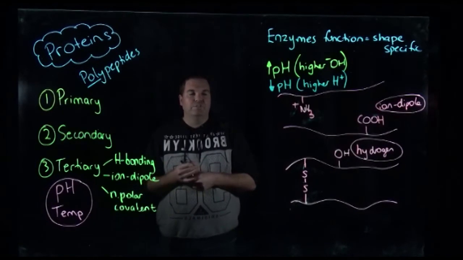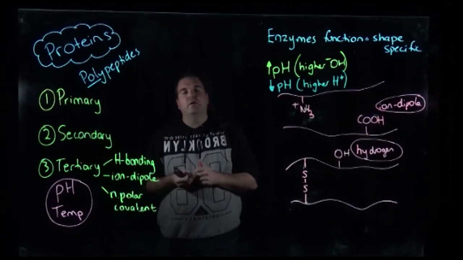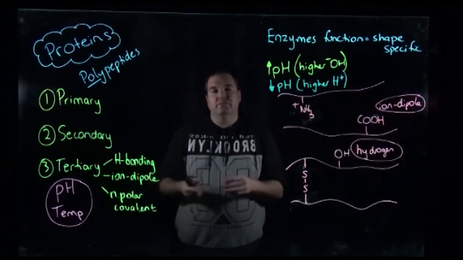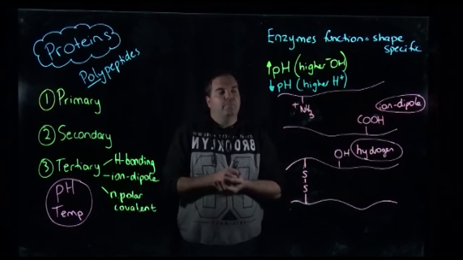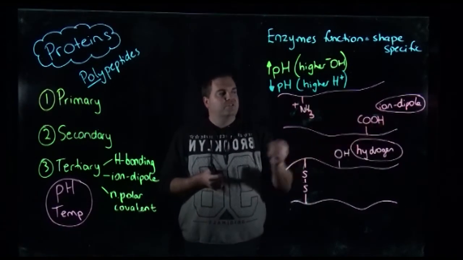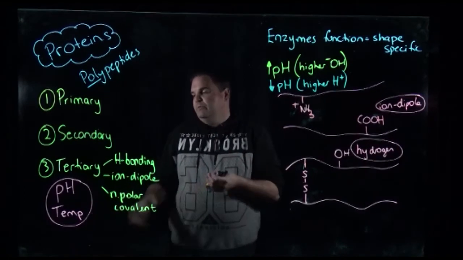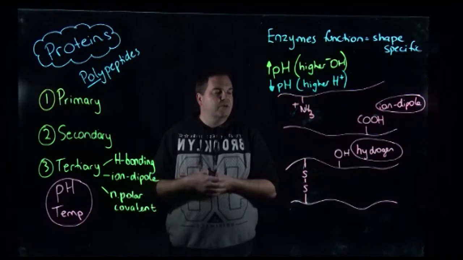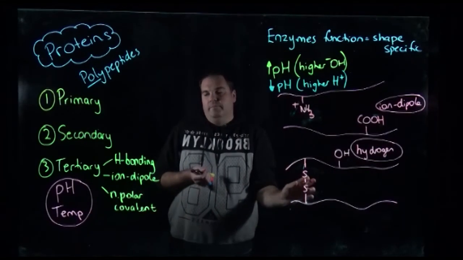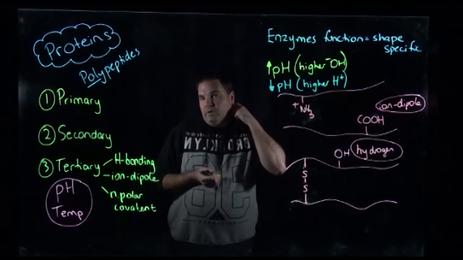So that's really, really important to understand about the effect that higher and lower pHs have upon the structure, in particular tertiary structure of our protein, by either protonating or deprotonating the amine, or protonating or deprotonating the carboxylic acid. Now the other thing that can influence is temperature, and temperature comes in between these non-polar covalent bonds and our hydrogen bonding as well. Okay.